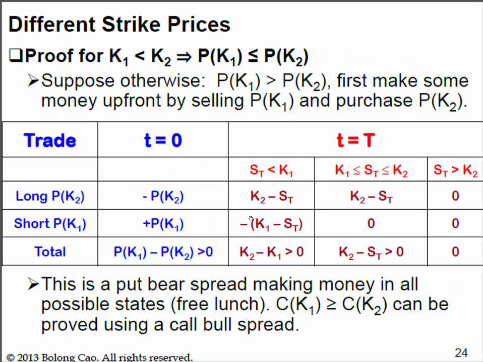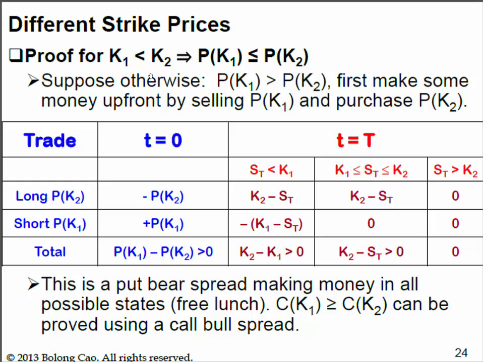Now let's look at some proofs. These proofs are very interesting. They actually will invoke some of the option strategies we have talked about before. So let's talk about the effect of changing strikes on premiums. And again, we know that if K2 is higher than K1, the premium for K2 is higher than the premium for K1.